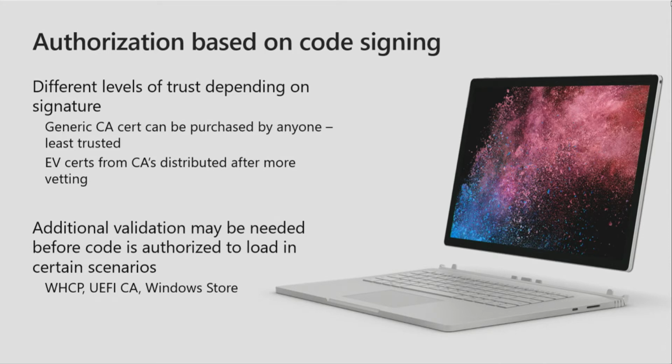Then we have these things called EV certs or extended validation certificates. And these go through a lot more vetting to get issued. And they usually offer a longer level of trust. And then for certain scenarios, things like UEFI or the Windows Store, there may be additional validation that needs to occur before the app is authorized and loaded in certain scenarios.